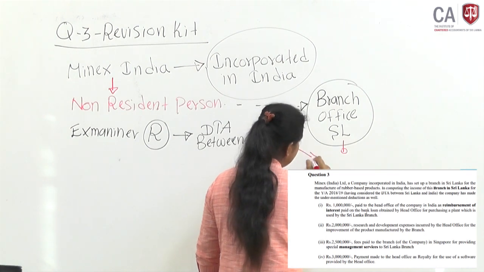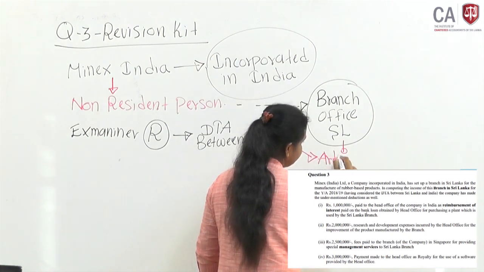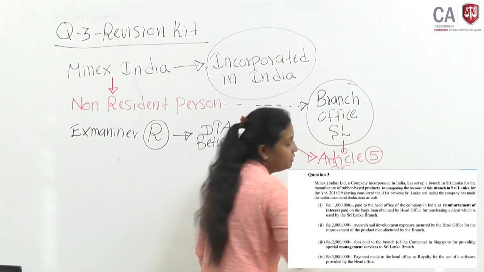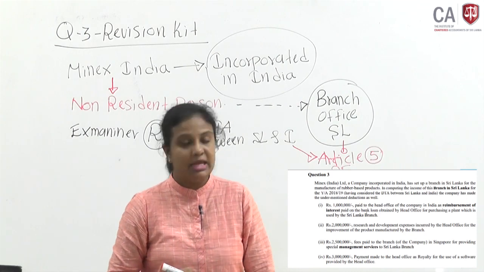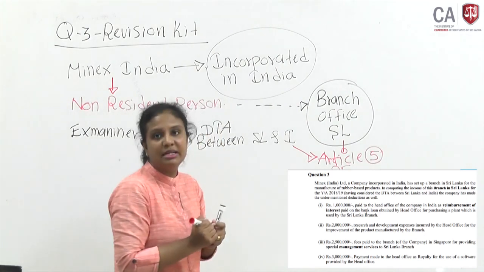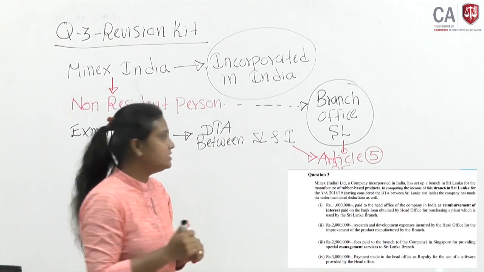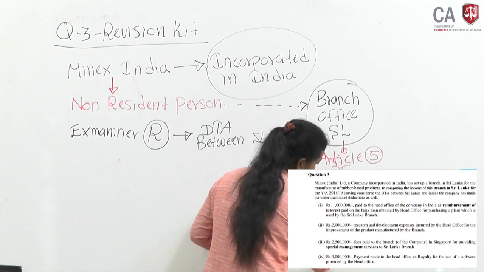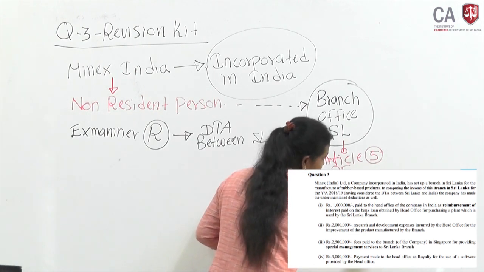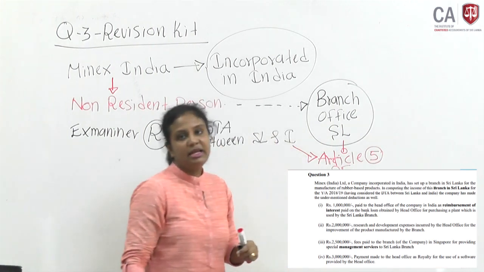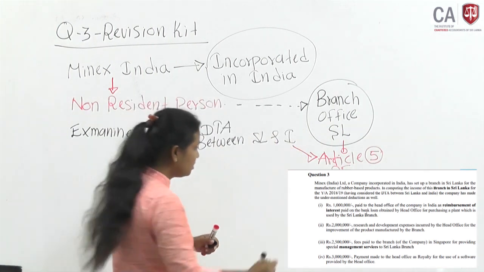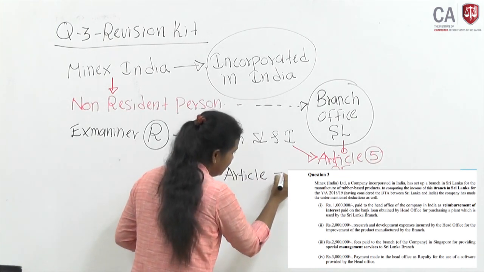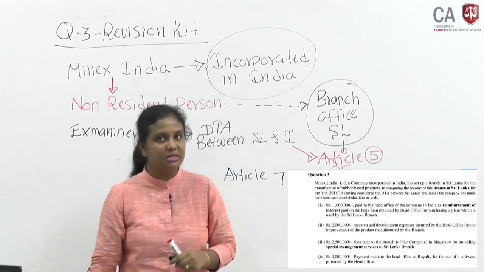As per the Sri Lanka-India Treaty, Article 5, this is a PE. PE means a permanent establishment. If there is a permanent establishment with reference to a non-resident person, what should you calculate? Business profit. According to what article in the DTA between Sri Lanka and India? According to Article 7, you have to compute the business profit.